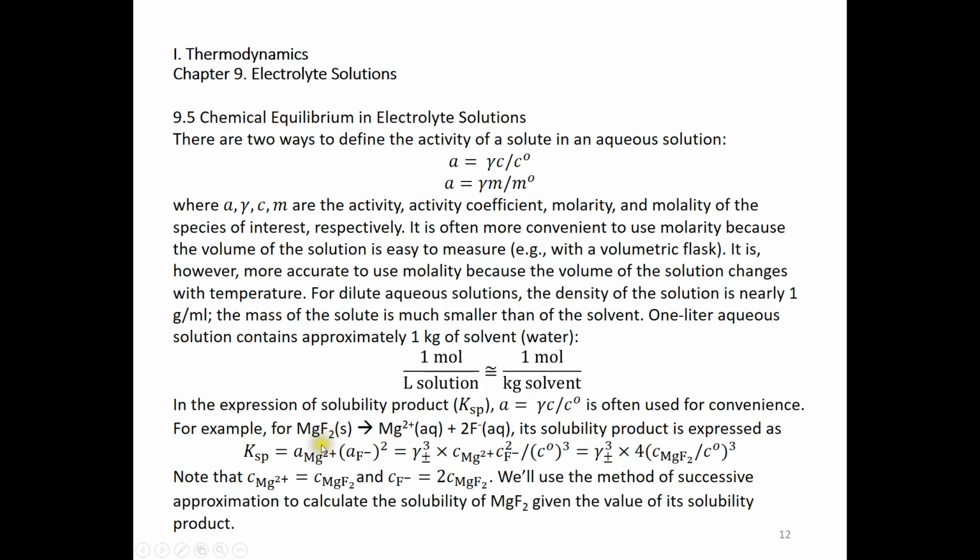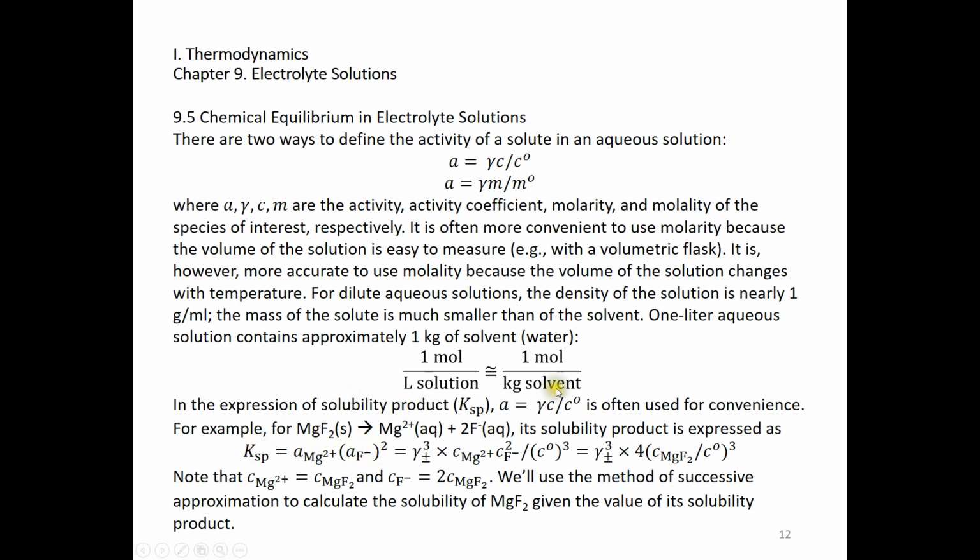Let's look at one example. Let's look at magnesium fluoride. It can decompose into magnesium cation and fluoride anion, and its solubility product can be expressed as the activity of magnesium cation times the activity of fluoride squared. Why squared? Because you have a 2 here, that's why it's squared. And now we can express A as gamma times C over C0. So the activity of magnesium is gamma times C of magnesium over C0, and the activity of fluoride is gamma times C of fluoride divided by C0.